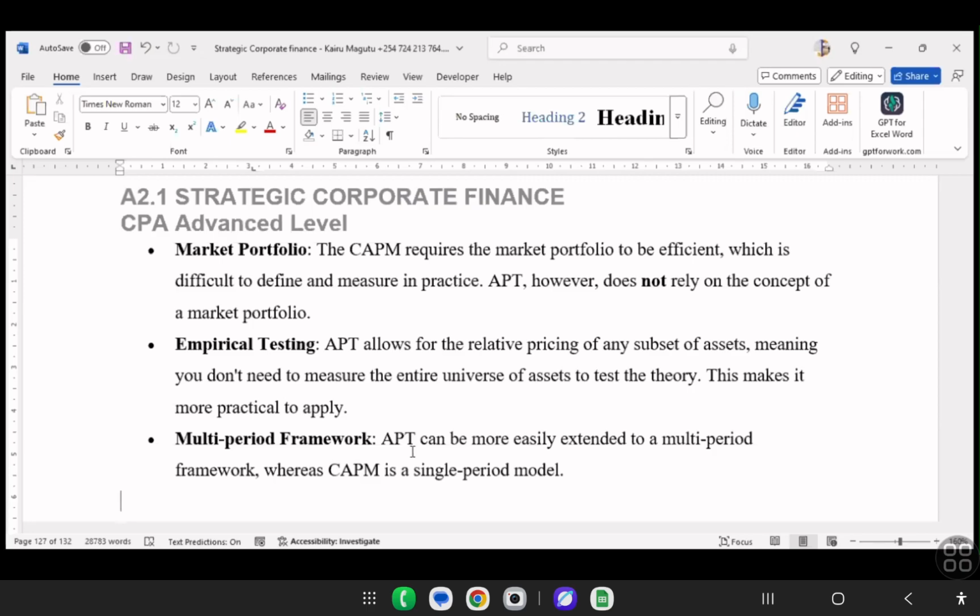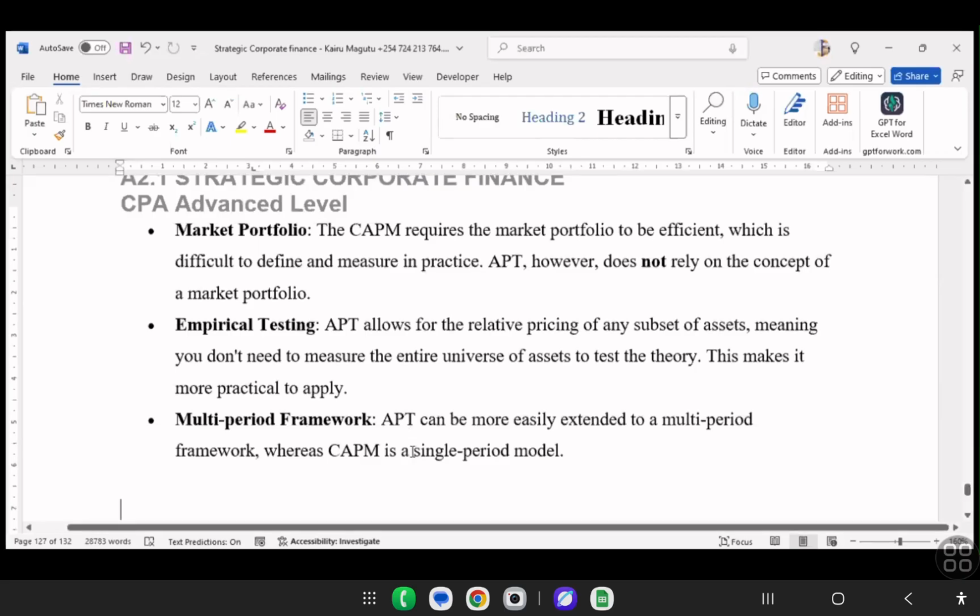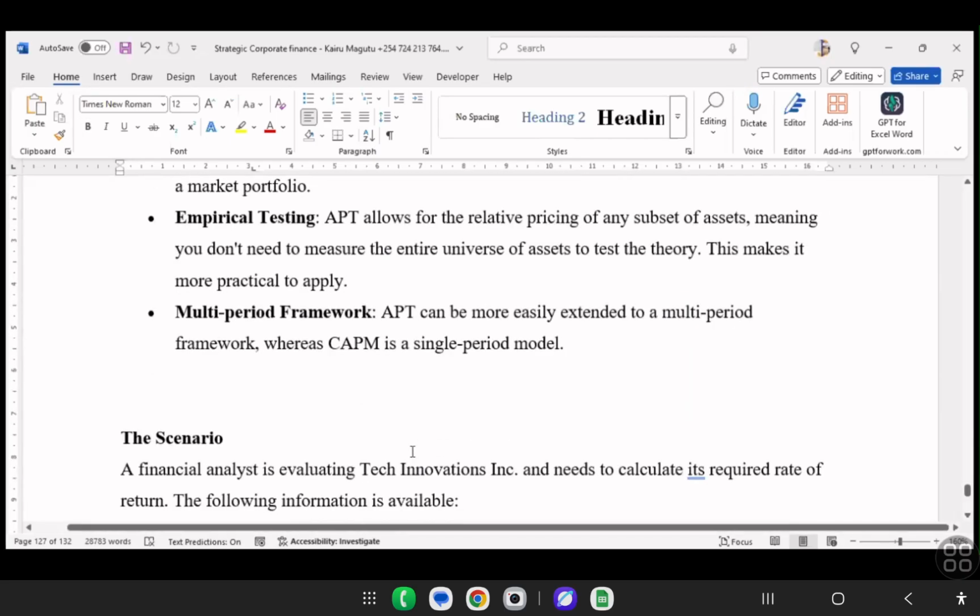If you remember yesterday, we said that the capital asset pricing model cannot be tested empirically. That increases its limitation. So on the empirical test, APT allows for the relative pricing of any subset of assets, meaning you don't need to measure the entire universe of assets to test the theory. This makes it more practical to apply. So we said CAPM cannot be tested empirically. It is not possible to test it.